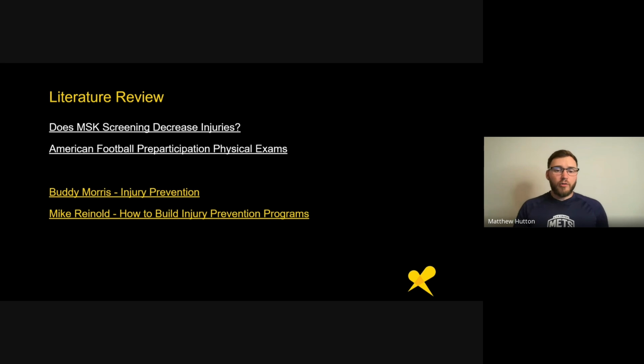For the literature review, the first one here, does MSK screening decrease injuries? I thought was a really interesting read. It was a publication that analyzed the statistical evidence or success rates of musculoskeletal screening, and they basically assessed whether or not it was an effective means of reducing injuries in the season. And I believe this study actually said that the MSK screening didn't decrease injuries significantly. So it kind of raises the question, well, then why do we do it if it doesn't prevent those things?